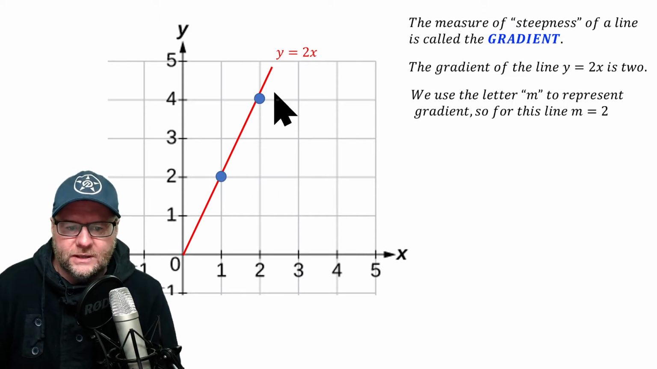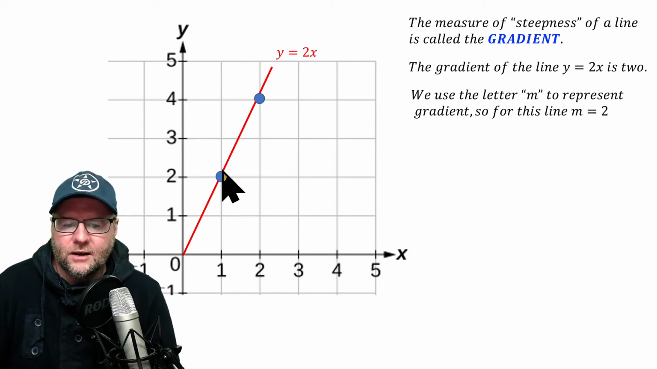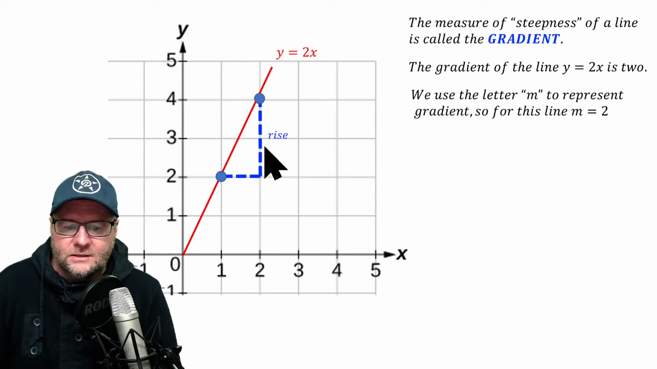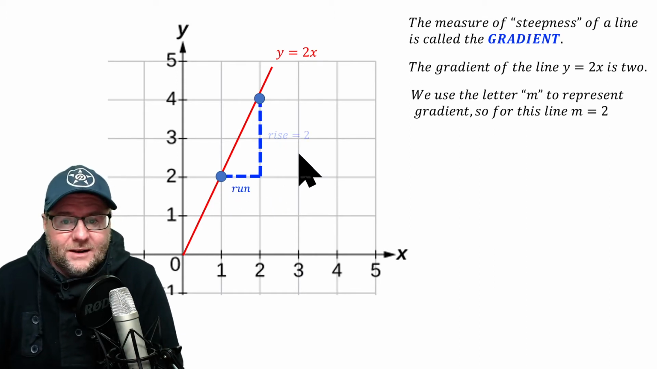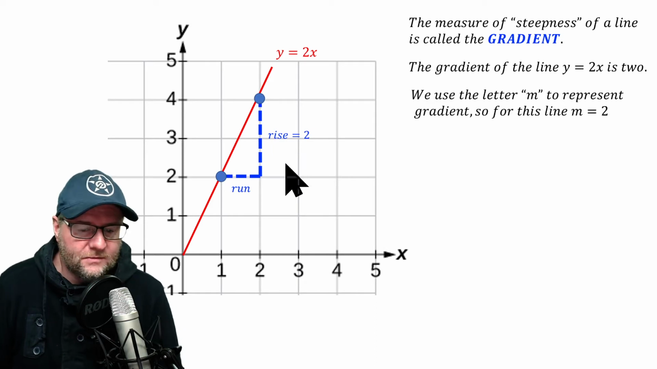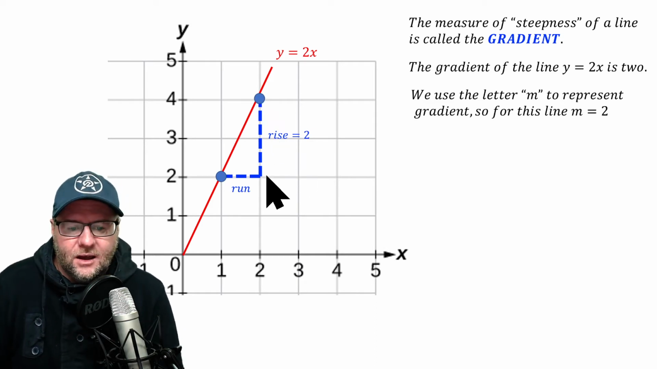If I took 2 points, any 2 points on my line, I could make a right angle triangle out of them with a horizontal and a vertical. The vertical distance we call the rise. The horizontal distance we call the run. So I've got my right angle triangle here. It's got a run and a rise. Now where does that matter? Where do we use the rise and the run? Well, first of all, let's measure them out. My rise here goes up 2 boxes. My run comes across 1 box.